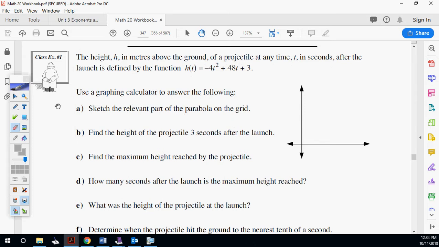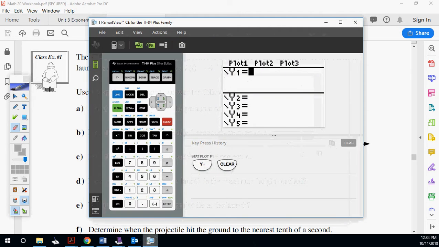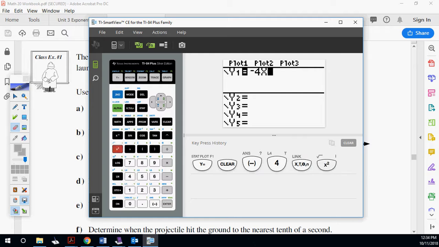Okay, so I'm going to go to my calculator. I'm going to put that in the y1. So I'm going to go negative. Make sure you put a negative, not the minus sign. Sometimes the calculator doesn't take the minus sign. Okay, negative 4x squared, just x for your t. If you look up here, it does have a t, so x is anything that's a variable. 48t, which is 48x for us in this, and then we're going to go plus 3.